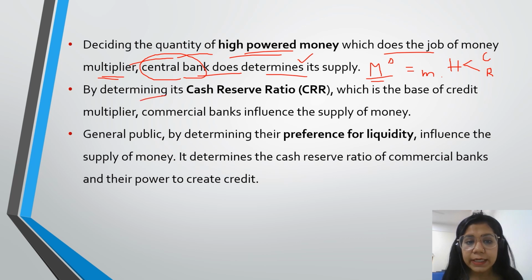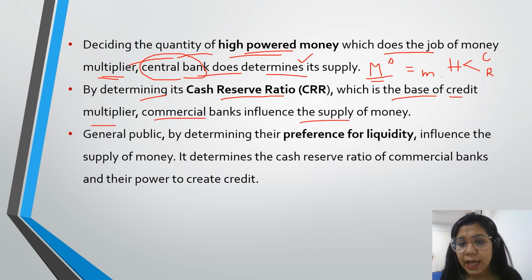Now, by determining the cash reserve ratio, which is the base of the credit multiplier, commercial banks influence the supply of money. We had read what the formula of the credit multiplier was. It was 1 upon CRR. What was the CRR? CRR is the cash reserve ratio, which is the amount of reserves that banks keep with themselves so as to use them for emergency purposes. So by determining this cash reserve ratio, commercial banks influence the supply of money.